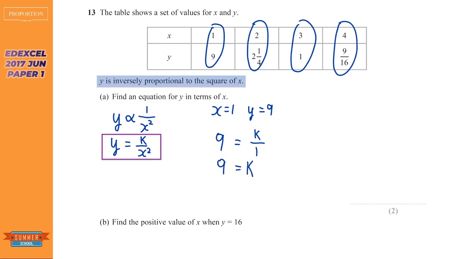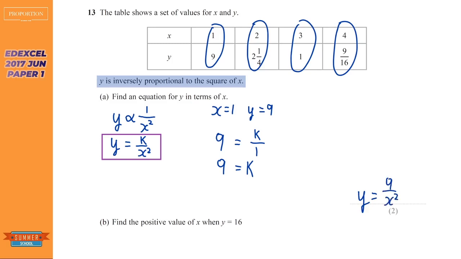So I'm going to go back to that formula in the purple box, but to get an equation for y in terms of x, I just need to replace the k with 9, because I know that k is 9. So y equals 9 over x squared.